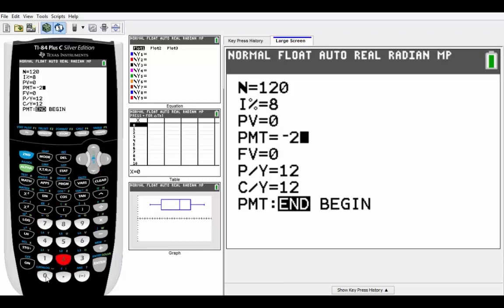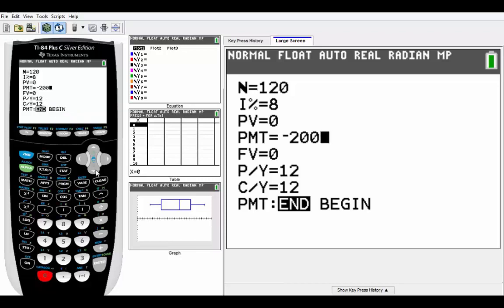The reason for that is anytime we're giving money to the bank or to the financial institution, as far as we're concerned, it's a negative value. Anytime we receive money back from the bank, we should expect a positive value. Future value is what we want to calculate. We'll leave that for the minute. Our payments per year is 12, and our compounding periods for interest is 12 per year, once every month.